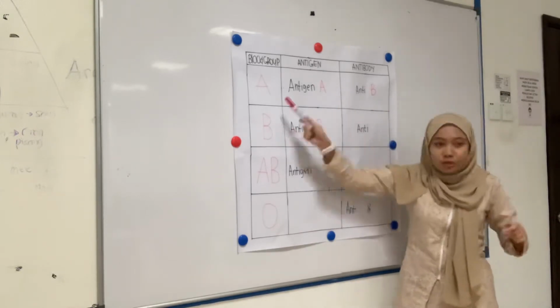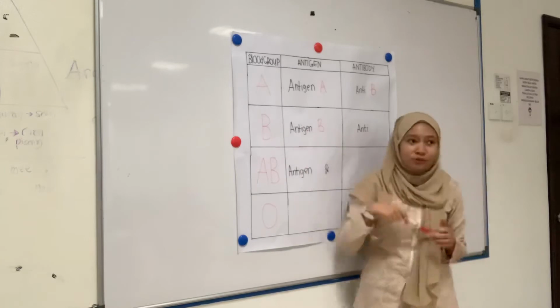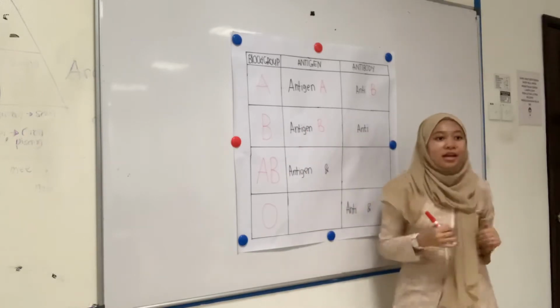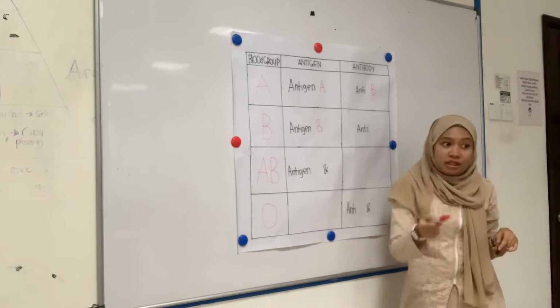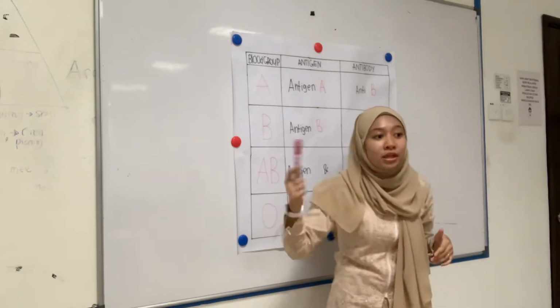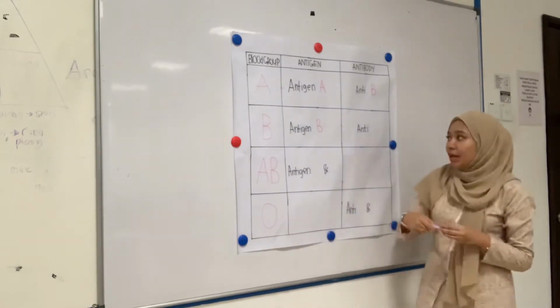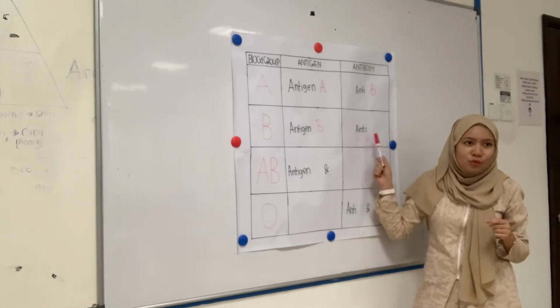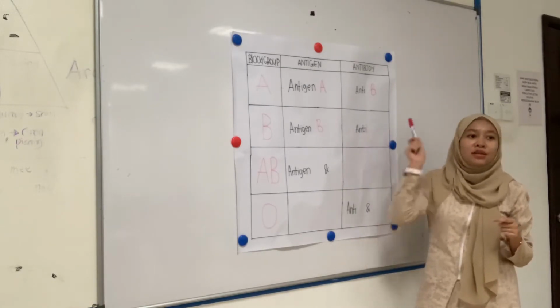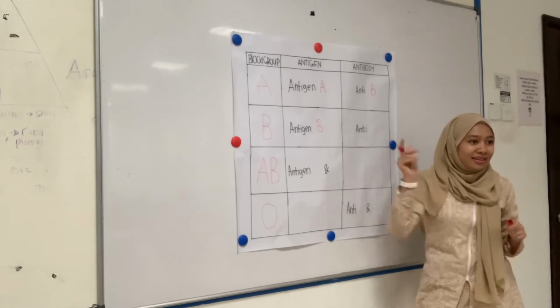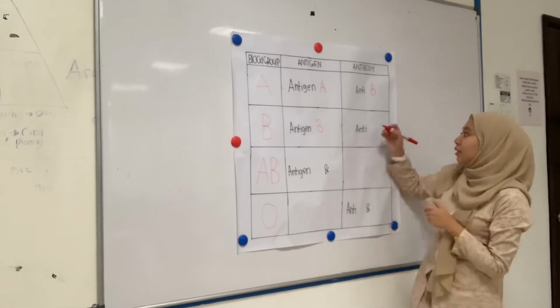Okay, so proceed with B blood group. Let's say that Shamil is a B blood group individual. On Shamil's red blood cells, he will have antigen B. It means that Shamil can receive and can donate his blood to a B individual. And Shamil also has antibody. So what do you think the antibody in Shamil's blood is? A. Antibody A. Okay, so what does it mean?